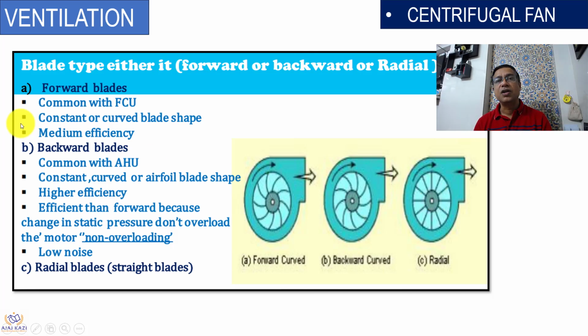So forward curve generally go for FCUs. They have a constant curved blade shape. They're medium efficiency. Backward curves, higher efficiency. They can handle a little more pressure. And radial, they've got straight blades.